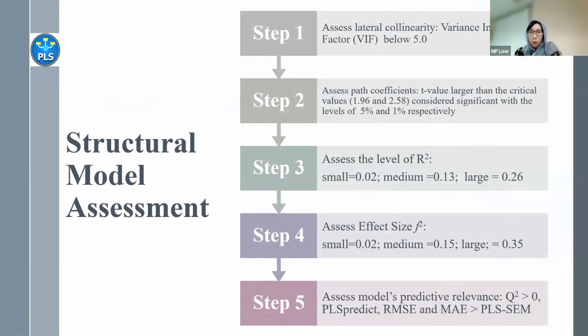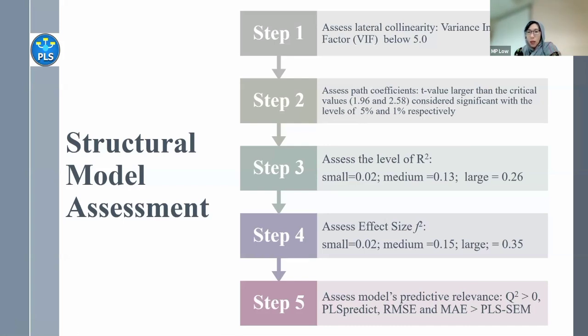After we're done with the VIF, the variance inflation factor, our next step is to assess the path coefficient. In this case, we look at the bootstrapping, with the t-statistic and the p-value. The next thing we look at is the R-square. Remember, the objective of doing PLS-SEM is to check the variance explained. We want to explain as much variance as possible.